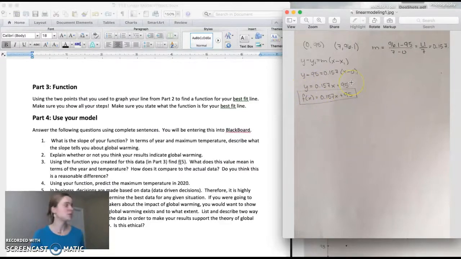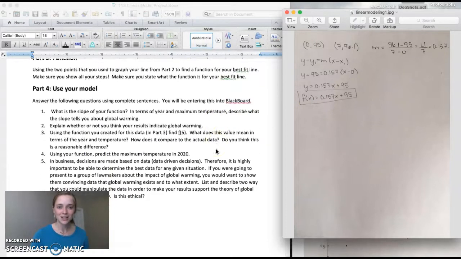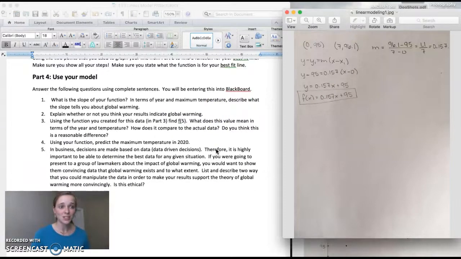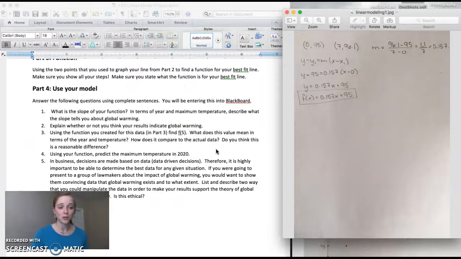I got y equals 0.157x plus 95. And then I wrote it in function notation. So f of x equals 0.15x plus 95. And that's going to be my best fit line function model data. That sounded really weird. The equation that I'm going to use. So then I would be ready to go ahead and move on to part 4.